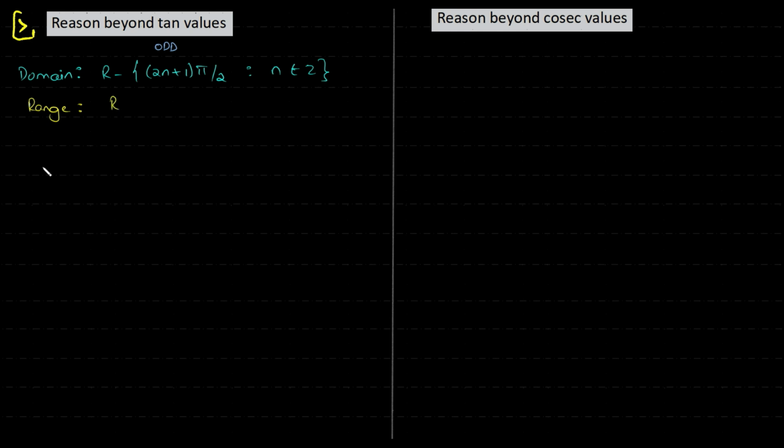Now, the reason. We need to understand the reason behind this. Why is it so? We'll start off with the fact that tan theta is equal to sine theta by cos theta.